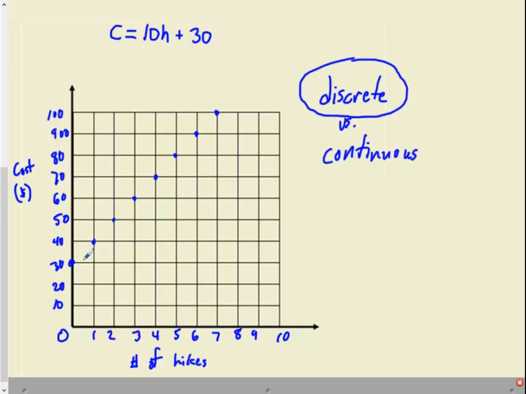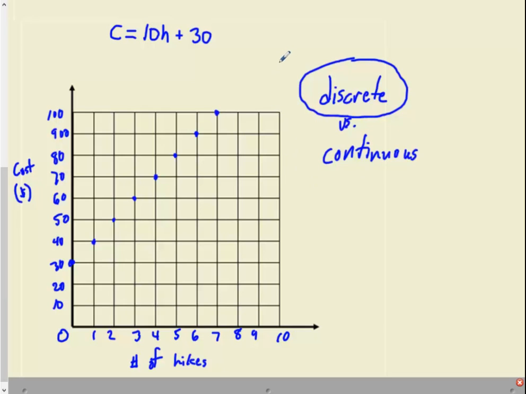Now, it depends on the problem. I probably wouldn't dock you points if you connected these and made a line. But you do at least see the pattern here, hopefully. And we just want to point out that you can go on, let's say, 2 hikes or 3 hikes, but nothing in between. We can't go on 2.1 hikes, for example.